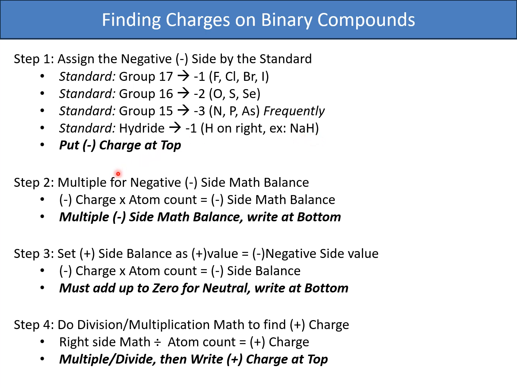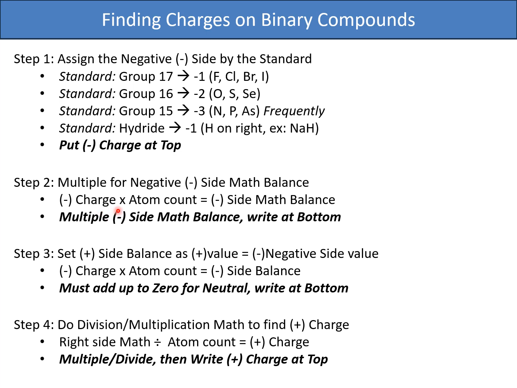All right. Step 2, multiply for the negative side math balance. And note this is math balance. This is not the exact charge of the elements. This is the math balance between the positive influence or the positive side of the binary compound and the negative side of the binary compound. So we have a positive influence and a negative influence when we put these compounds together. The positive and the negative must balance out to be neutral. Okay? That is, if the compound starts neutral. And in the cases we're using here, they are all neutral compounds.